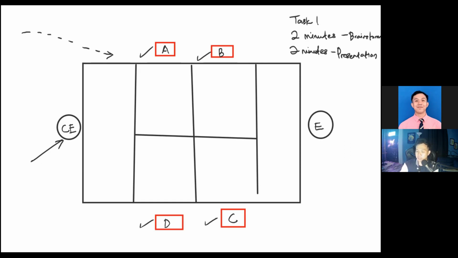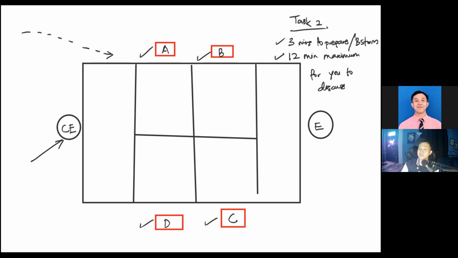the chief examiner will be asking you to turn to the next page for task 2. For task 2, you are given 3 minutes to prepare for brainstorming, and then you're given 12 minutes maximum, if I'm not mistaken, for you to discuss. Okay, all right, I hope that's clear for everyone.